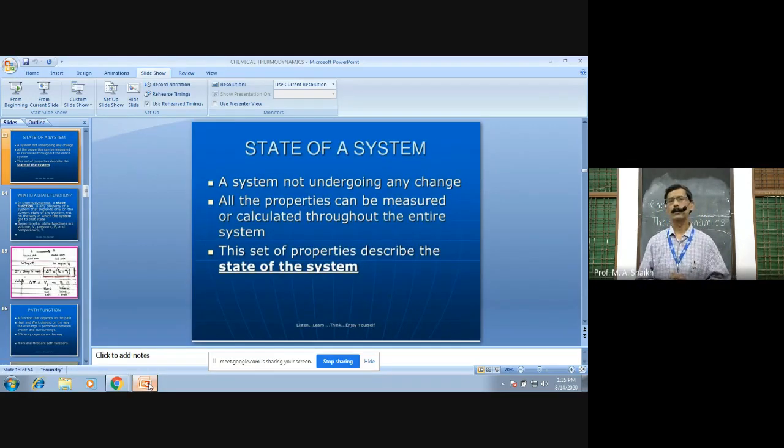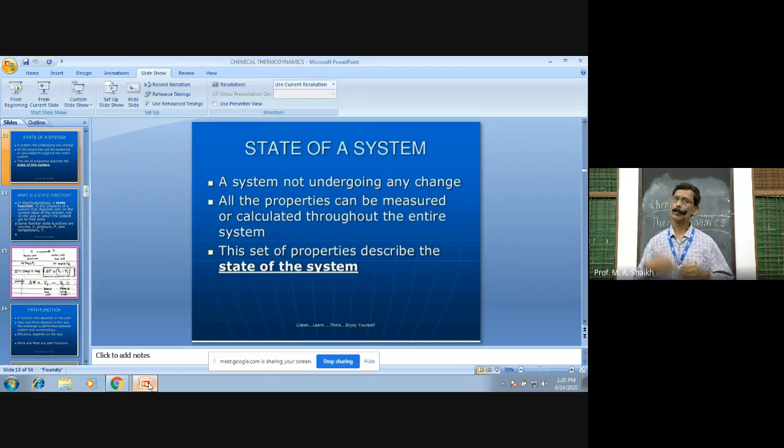What is given on the slide? State of a system. So the first question is, what is the state of a system? The answer is: when all measurable or thermodynamic properties of a system have definite values, the system is said to be in a particular state. जब सिस्टम के सभी मेजरेबल या थर्मोडायनामिक प्रॉपर्टी को एक डेफिनेट वैल्यू होती है, तब वो सिस्टम एक पर्टिकुलर स्टेट होती है.